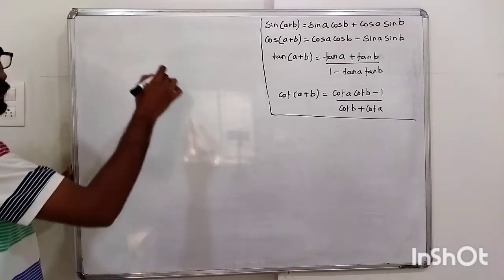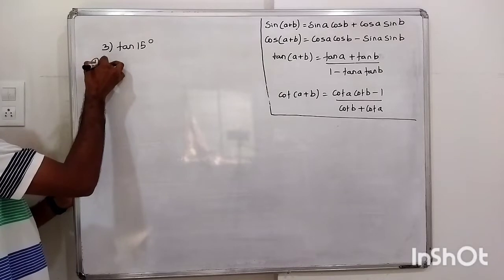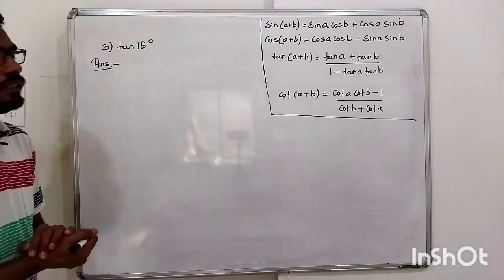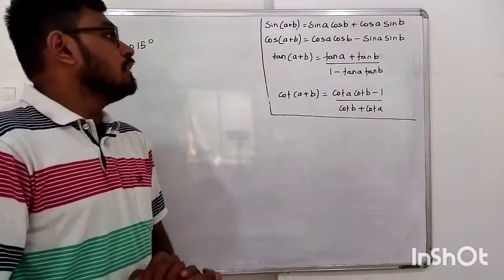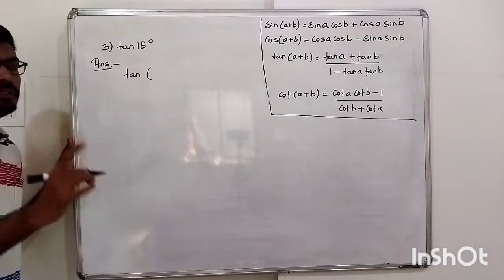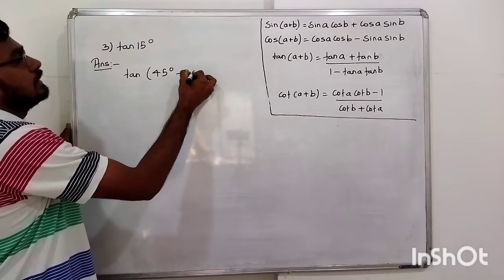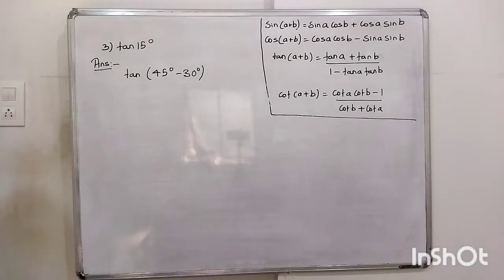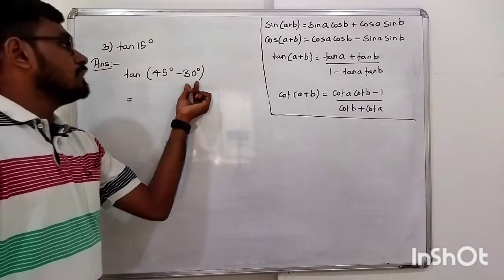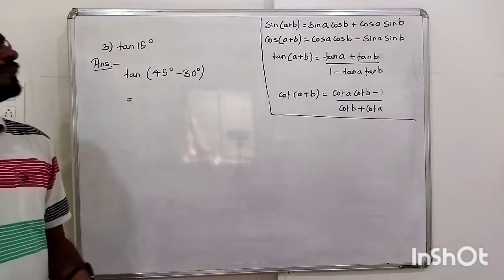third, we have tan of 15 degree. Okay, so how do we find the trigonometric ratio for tan of 15 degree? So tan of 15 degree, I'll use this formula now. We can write tan of 15 degree using two standard angles, as 45 degree minus 30 degree. Okay, tan of 45 degree minus 30 degree. Now, how do we solve this? See, we can write this as 45 minus 30, also it is correct. 60 minus 45 also it is correct.